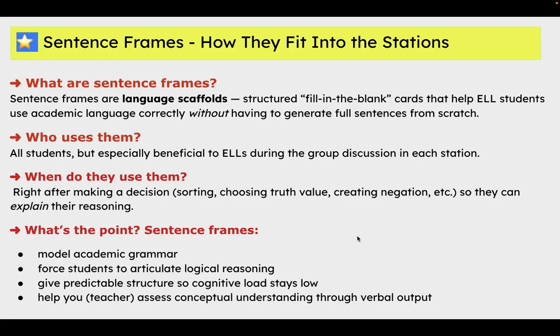Okay, so sentence frames are a key part of this lesson, so I want to go over that real quick. Sentence frames are basically fill-in-the-blank sentences that help students use academic language without having to come up with everything on their own. All students use them, but they're especially helpful for ELLs during group discussions. Students will use the sentence frames right after making a decision, like sorting a sentence or choosing true or false, so that the focus stays on explaining their reasoning. This will keep cognitive load low while giving students lots of practice with academic language and logical thinking.